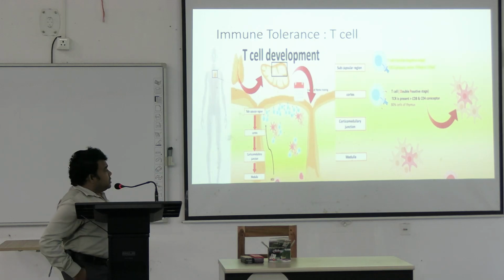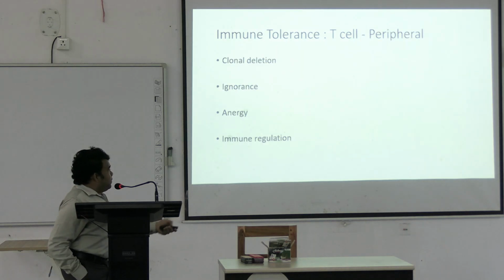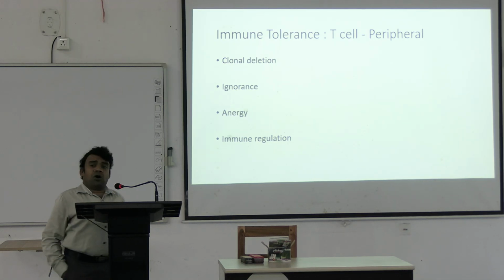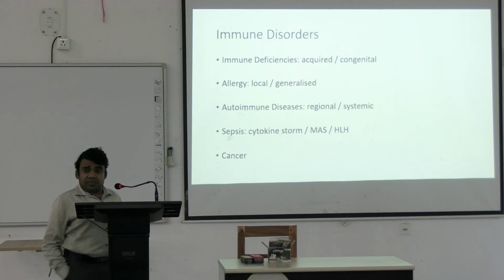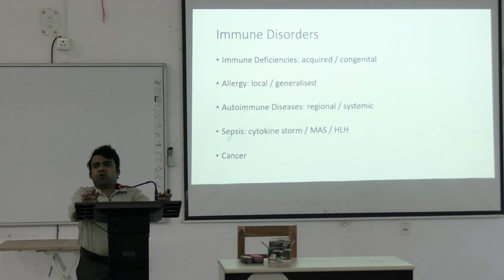And similarly, when these T cells come out in the circulation, there are many types of tolerance in the periphery, called clonal deletion, ignorance, anergy or immune regulation. So, these are the four main mechanisms by which the T cell response is downregulated in the periphery, especially in the lymph nodes and in the spleen, so that these T cells do not attack human cells. Okay, now we have understood the immune response and how the body normally regulates the immune response.